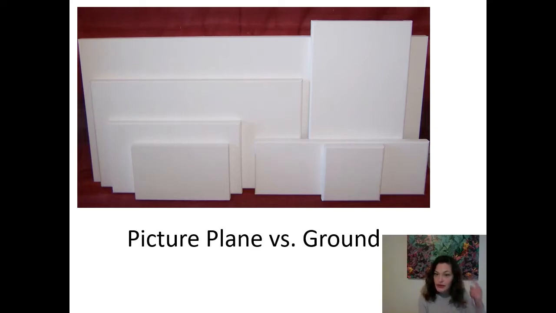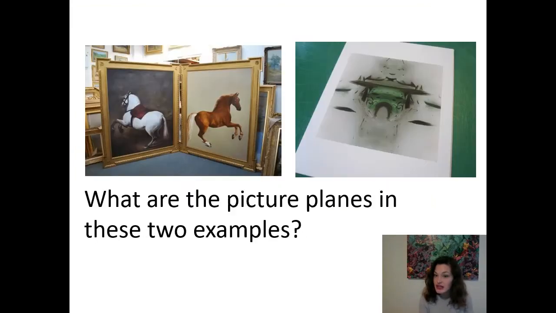The ground, as we said earlier, is the surface. And so the ground here would be the canvases, and they have a certain shape. And the picture plane is the shape of the image. So often the shape of the image and the shape of the ground are the same. So that tends to be the case with oil paintings, for example, but it's not always the case. So if you look at these, what are the grounds and what are the picture planes for these two? Now you can pause me for a second to think about it.